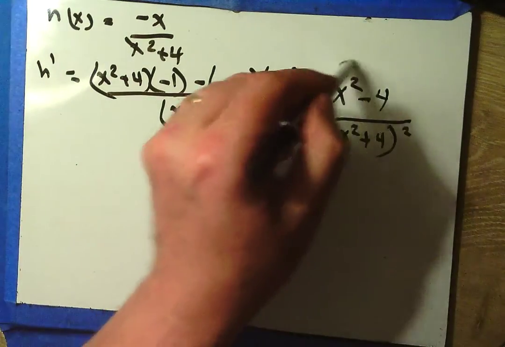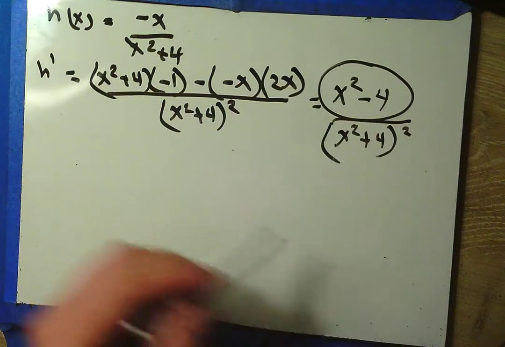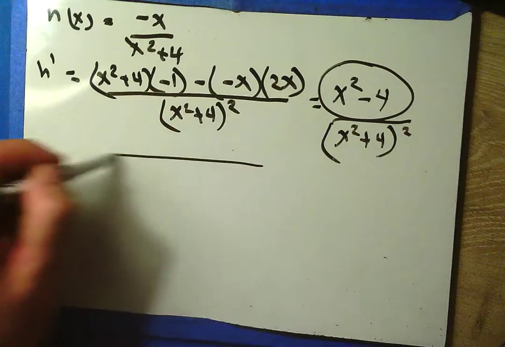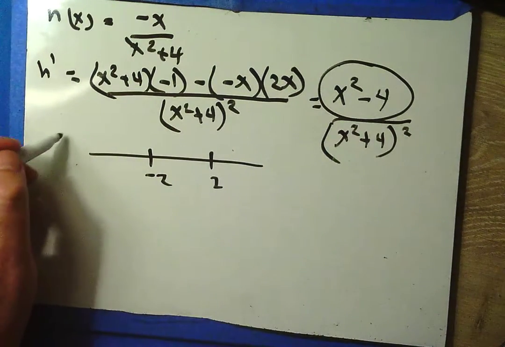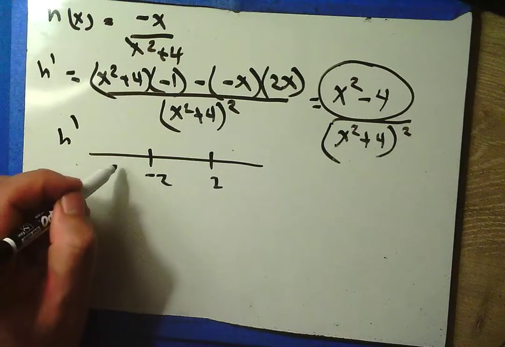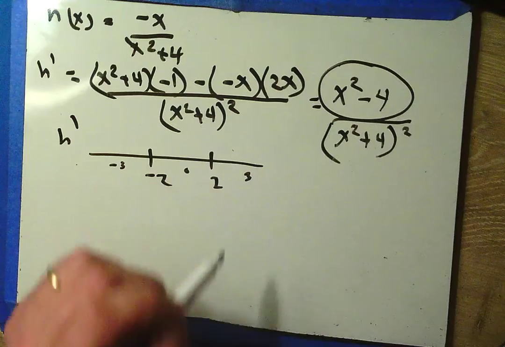But the derivative would be equal to 0 when the numerator was equal to 0, and that happens at x equals 2 and negative 2. So we've got two critical values here on h prime, and let's plug in some values like 0, 3, and negative 3.